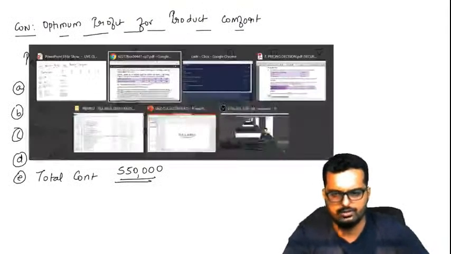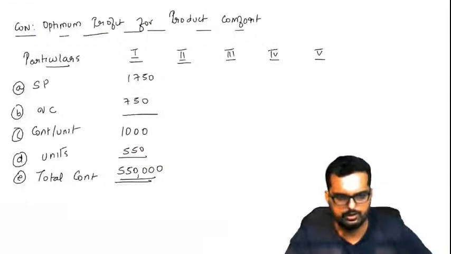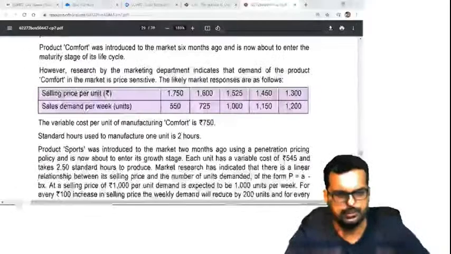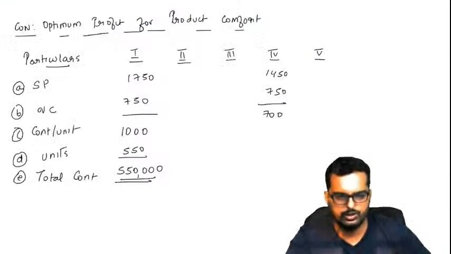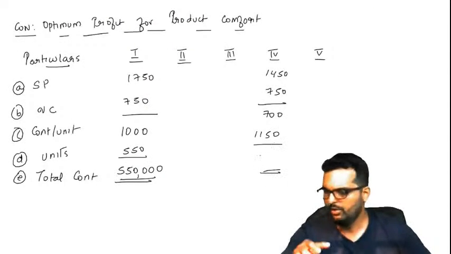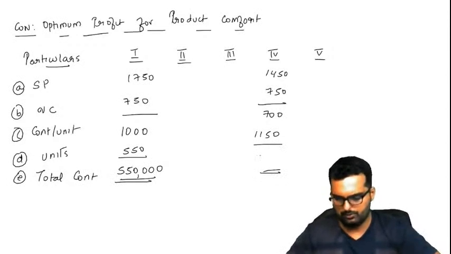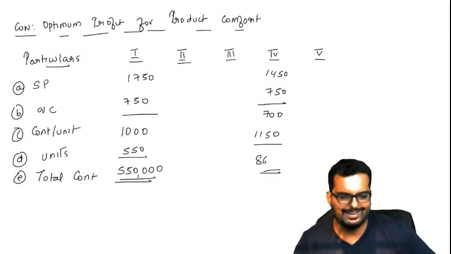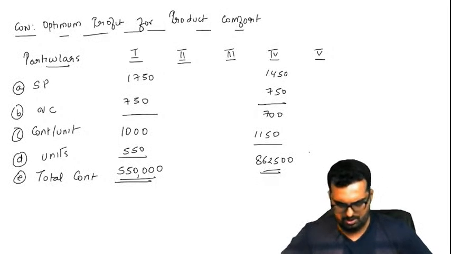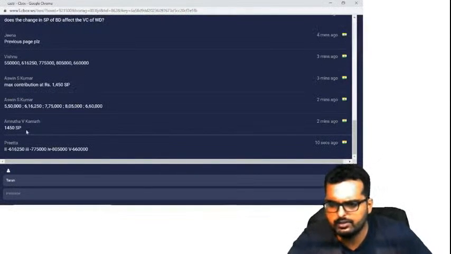Everyone, have you got the same answer, friends? I'll do it for that particular thing, 1,450. The variable cost remains at 750. So I make a profit of 700 as contribution. Units will be 1150. So what is the optimum contribution that I get over here now? Do I get the answer as 8,62,500? Is that the same answer that he has given over here?